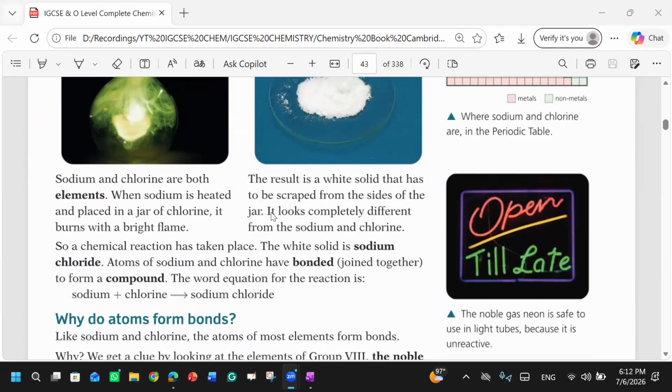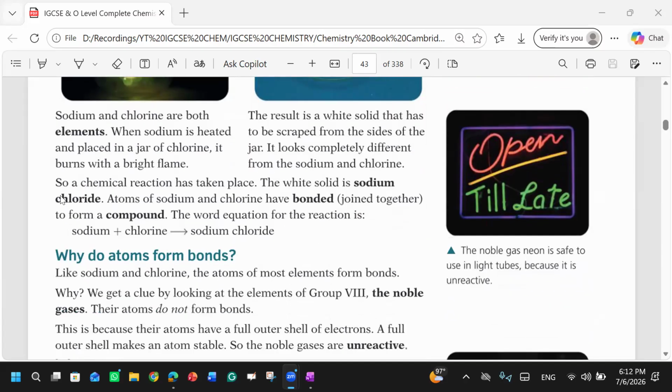So a chemical reaction. They have mentioned that it looks completely different from the sodium and chlorine. It means there is a chemical change, right? What are the signs of chemical change? That a new substance, a new product, will form. And you cannot reverse this process. So this is a chemical change.